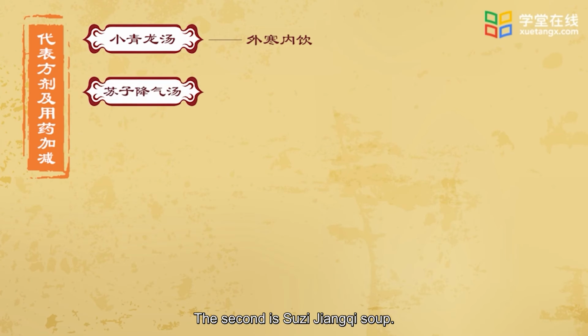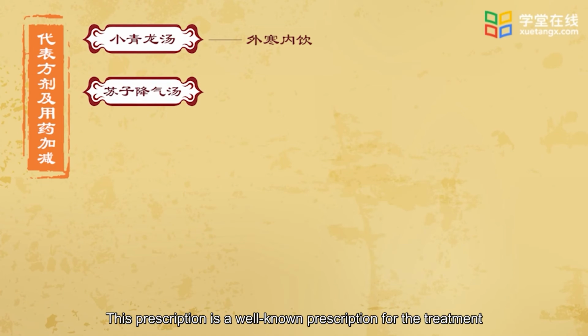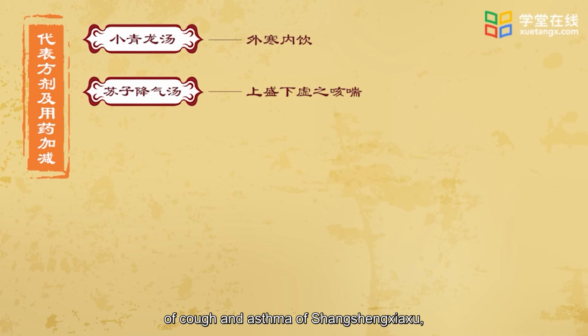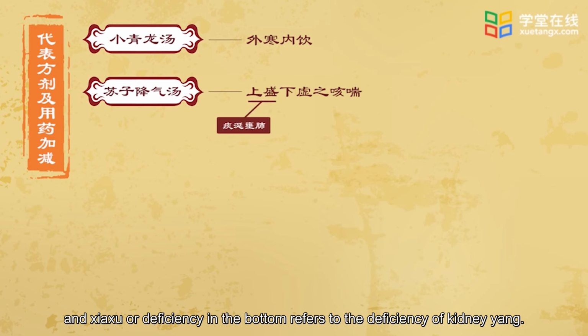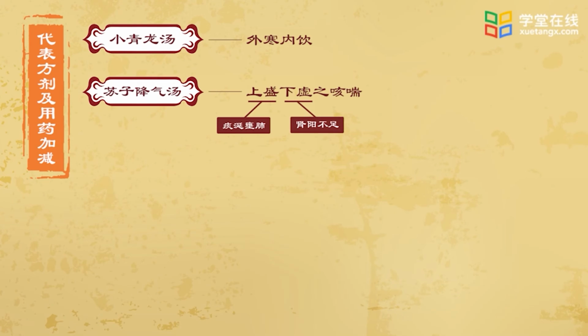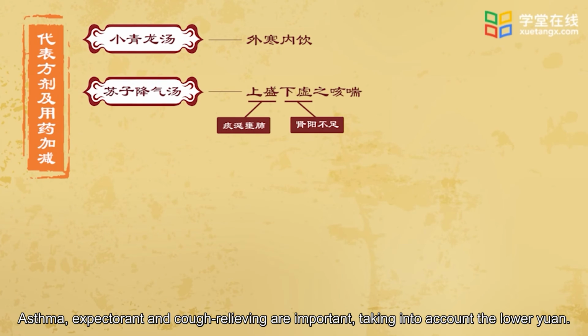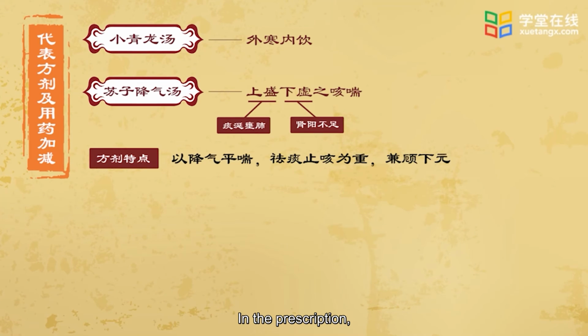The second is 苏子姜鸡 soup. This prescription is a well-known one for the treatment of cough and asthma of 上肾下虚. And the medication group has characteristics. 上肾, or excesses in the above, refers to the phlegm and saliva, and 下虚, or deficiency in the bottom, refers to the deficiency of kidney yang. Asthma, expectorant, and cough relieving are important, taking into account the lower yuan in this prescription.